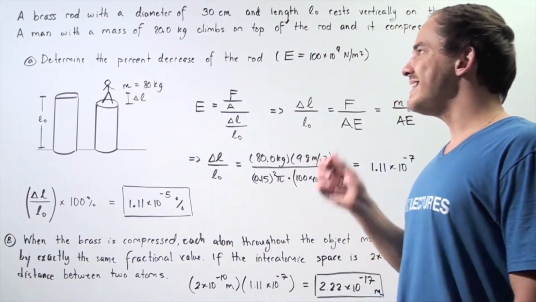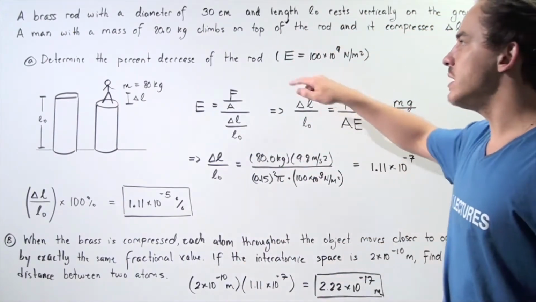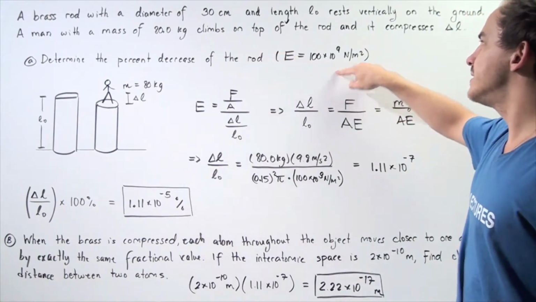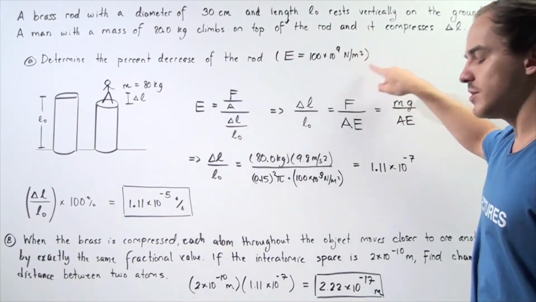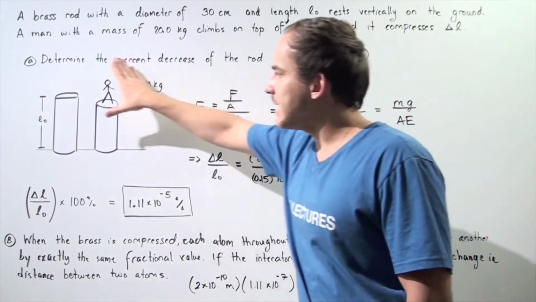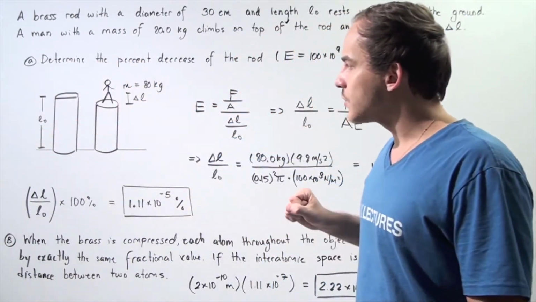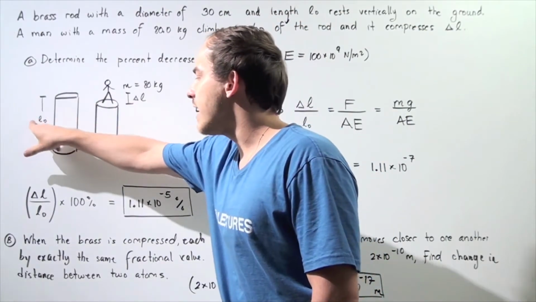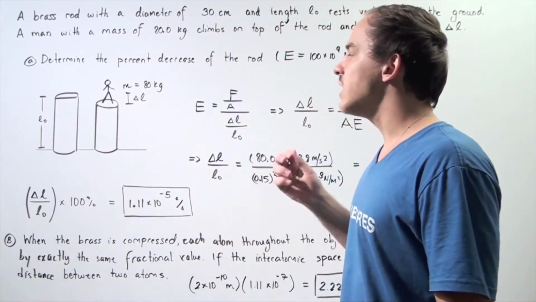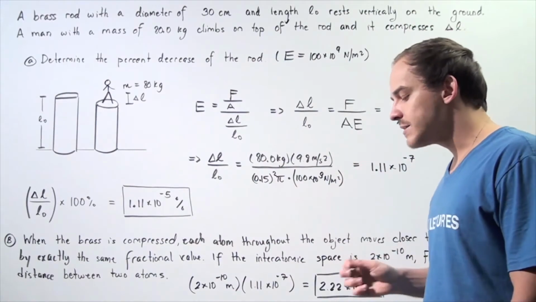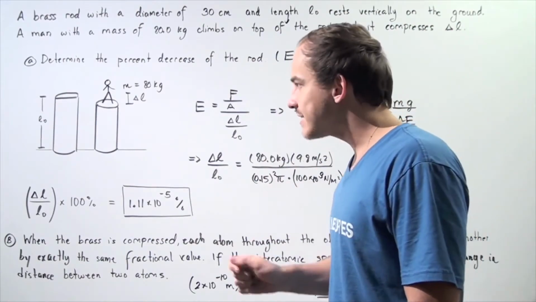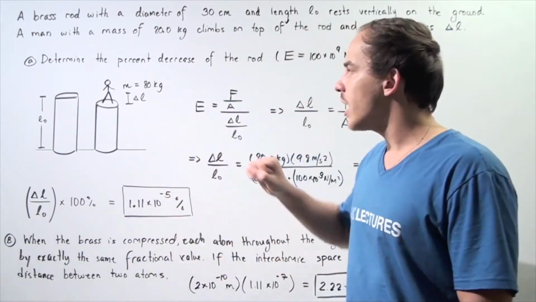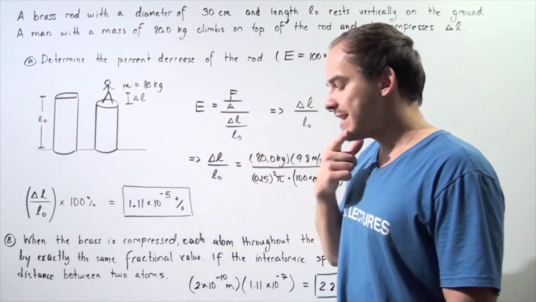Determine the percent decrease of the rod, assuming Young's modulus for brass is 100 times 10 to the 9 newtons per meter squared. So let's begin with our diagram. In the diagram we have our column, the rod, that has a height of L0. And then a man climbs on top of that rod, and the force of gravity acts on the man and in turn acts on the rod, compressing the rod a distance change in L.